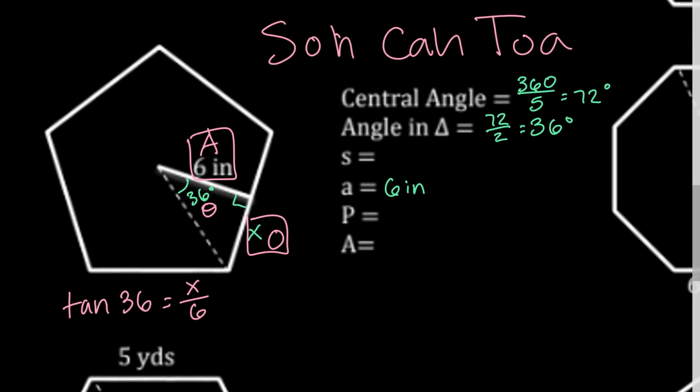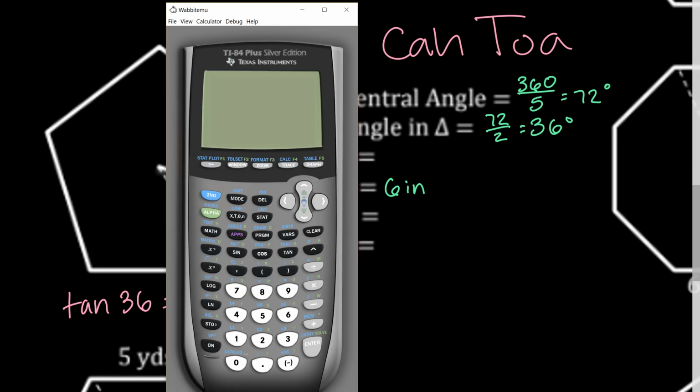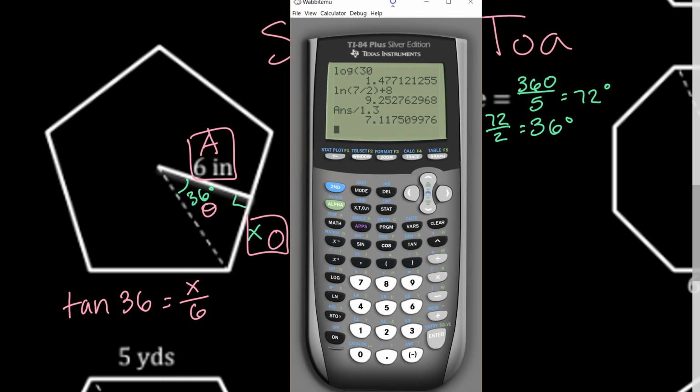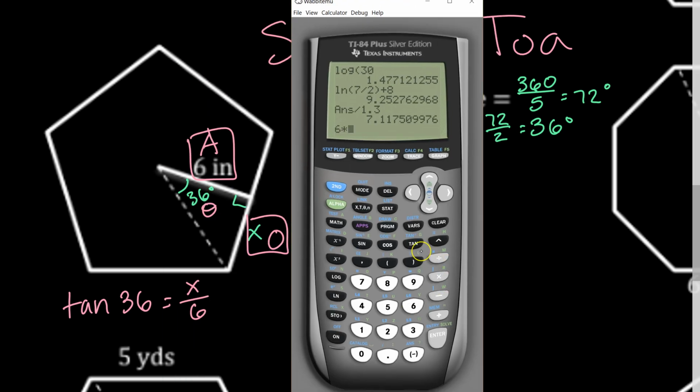So what do I do? You multiply. So I multiply in my calculator, which, what mode should my calculator be in? Make sure you check. You do 6 times tangent of 36, and you should get 4.36.